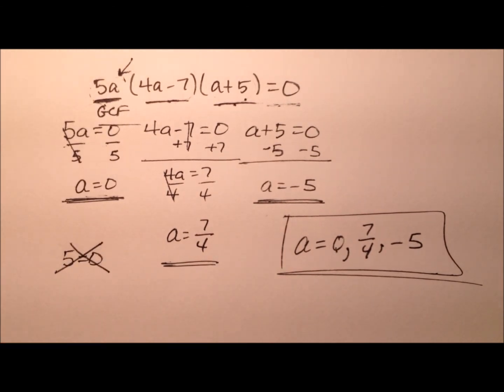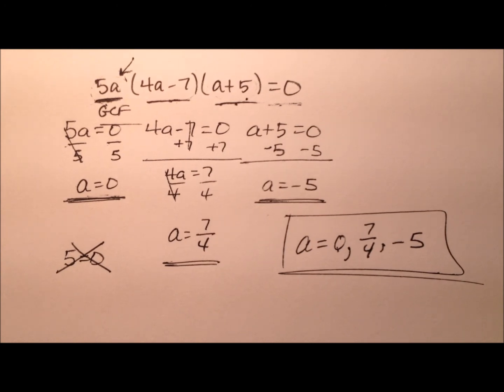So to summarize this a little bit, anytime your greatest common factor has a variable, it will include a 0 as a root. But if the greatest common factor does not have a variable, it will not result in any kind of solution or root.